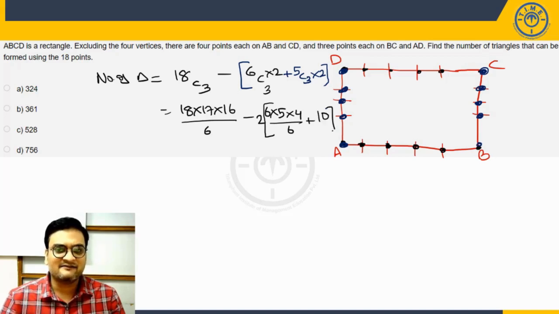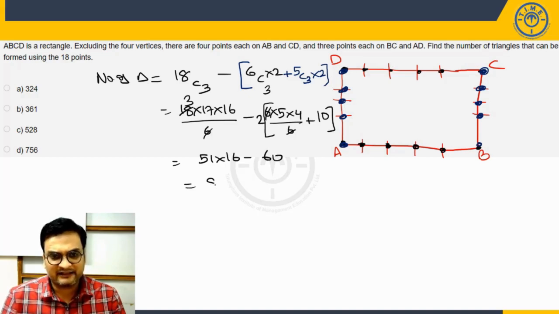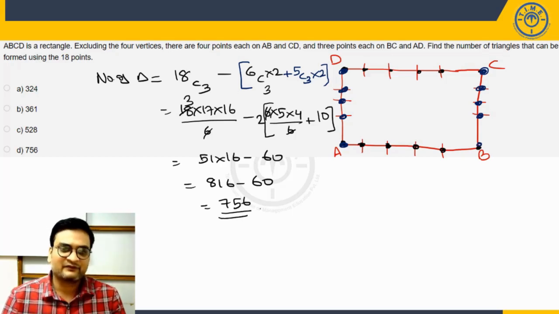I'm writing it directly. So when you solve this, it's 20 plus 10, 30, 30 into 2, 60. And this will be 3 times. So 3 17s is 51 into 16 minus 60. So when you do this, it's 816 minus 60, which will give us 756 as our final answer.